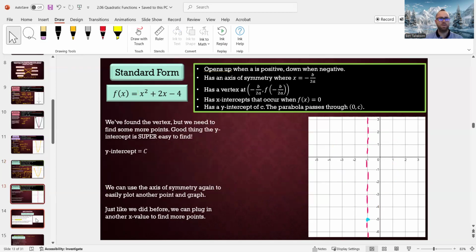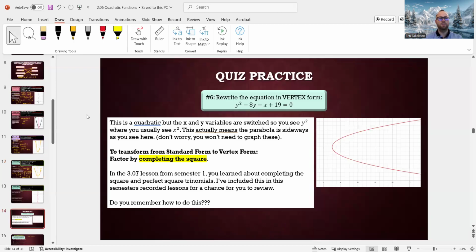And we already finished graphing that. So we're on track now to do exactly what I just said, practice specifically for your quiz. And this one's going to help you with number 6. It's going to ask you specifically to rewrite the equation in vertex form.